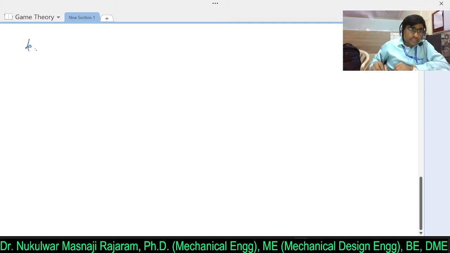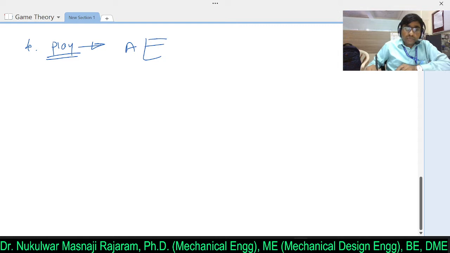Next, a play is said to occur when each participant chooses a course of action. So if the game is on and the play has started, it means the person A will choose one of the strategies.